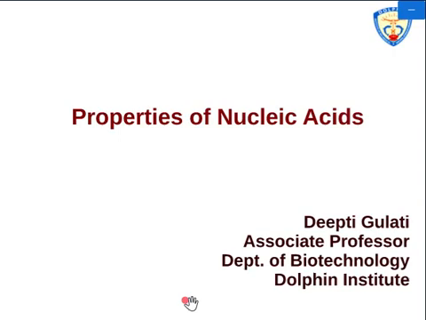In the last lecture, we started discussing the chemical and physical properties of nucleic acids. We discussed two properties. One was absorbance and the second one was density. Absorbance is used to find out the concentration of nucleic acids, the yield of nucleic acids and the purity of nucleic acids in the sample.